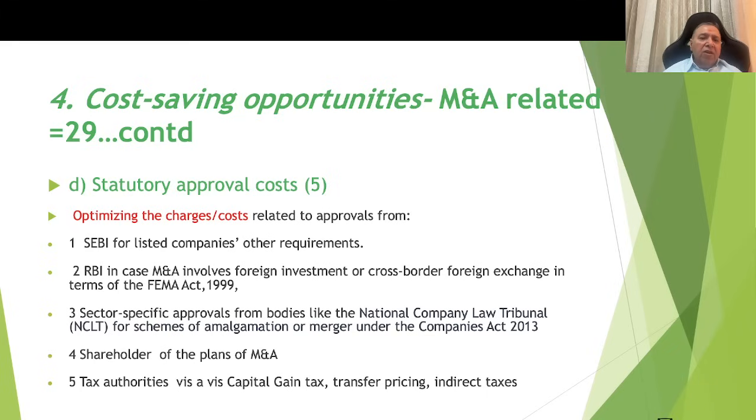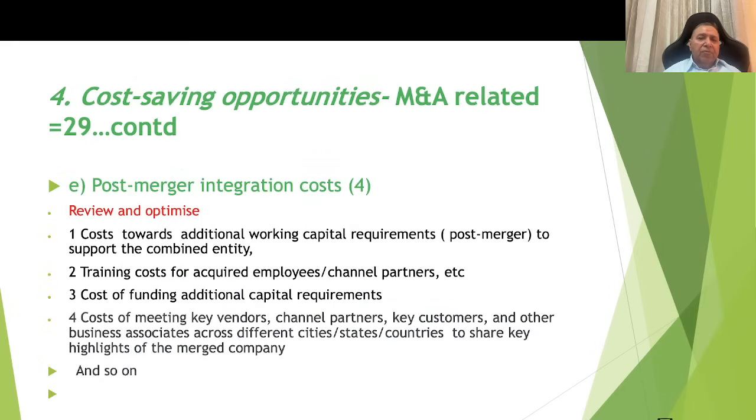Statutory approval related costs, optimizing the charges or the cost related to the approvals from the SEBI or RBI or NCLT, and of course shareholders of the plans and tax authority vis-a-vis capital gain tax, transfer pricing, indirect taxes also. And then there are post merger integration costs which are also involved, which need to be reviewed and optimized.